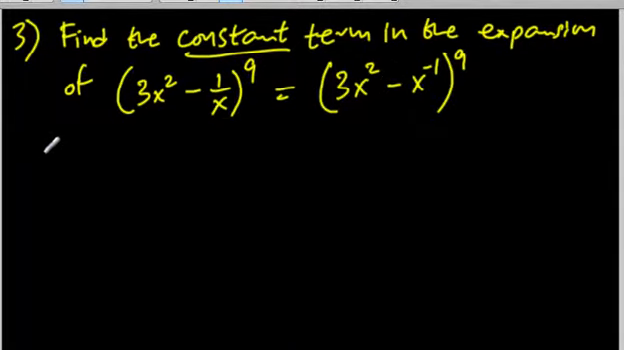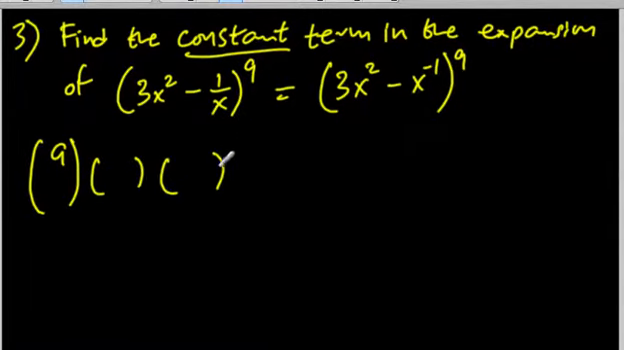So it's the same deal as before, right? We have 9, so we have our choose term, then we have our first term, and then we have our second term, right? Our first term is 3x squared, and our second term is negative x to the power of negative 1, right? So when we're trying to find a constant term, the power over here is a positive exponent, and over here we have a negative exponent.